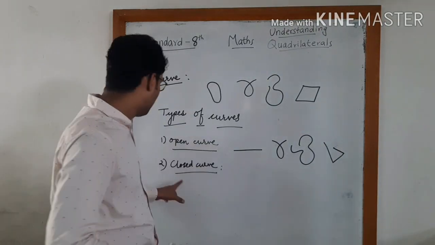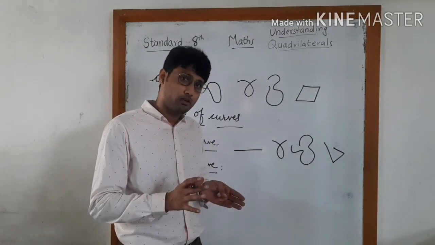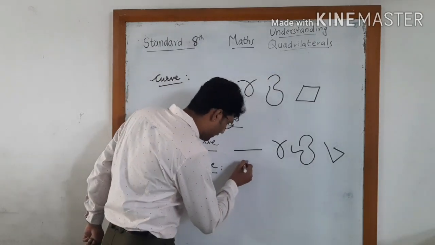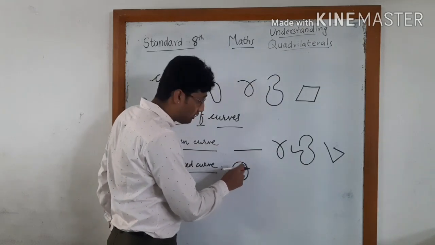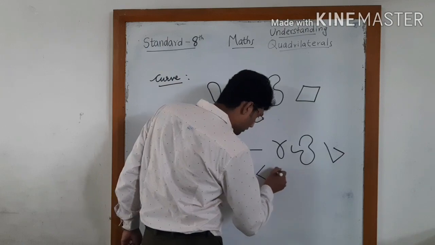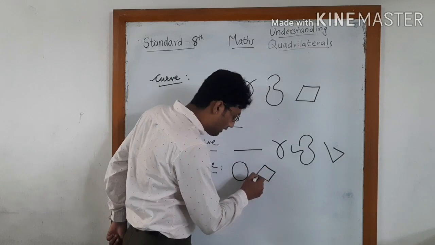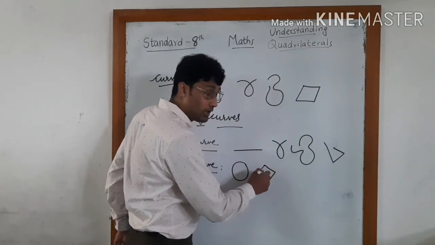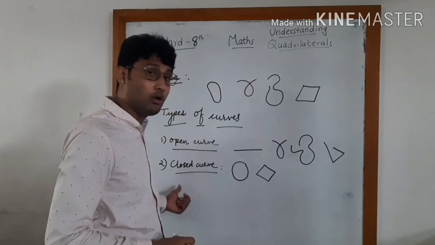In a closed curve, the endpoints are connected to each other, and when you see that curve, you can see that it encloses some area. For example, if I draw a circle, you see there is some area covered and there is no start point or end point. Similarly, for this polygon, I have connected the lines and there is some area enclosed inside. This is also called a closed curve.